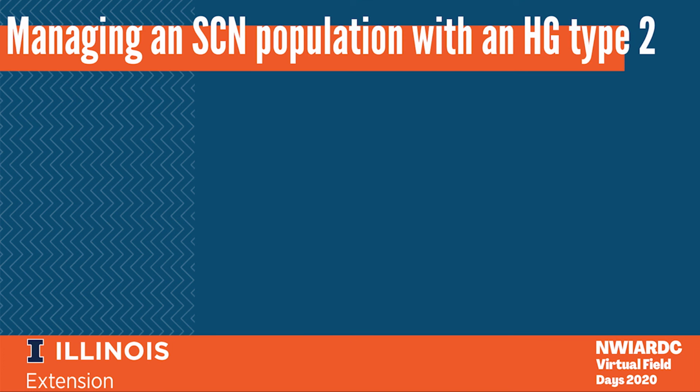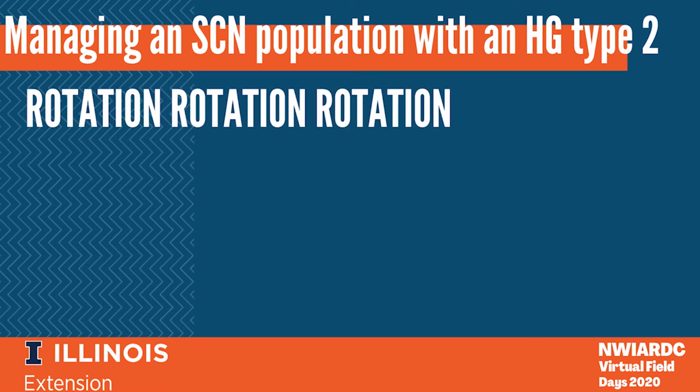Now, when it comes to managing an SCN population with an HG type 2, where that population can reproduce at an elevated rate on PI 88788, which dominates the sources of resistance on the soybean market, the biggest thing is to continue rotation. I know I mentioned this in the video, but just to reiterate how important it can be to rotate with a non-host crop. Obviously in Illinois, we're not growing soybean on soybean, so that's not generally an issue.